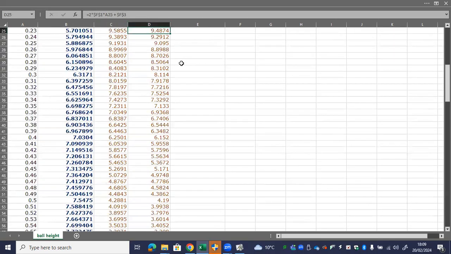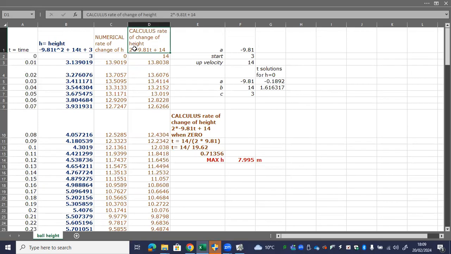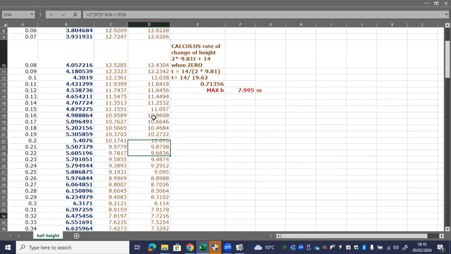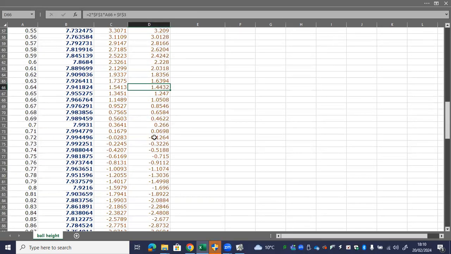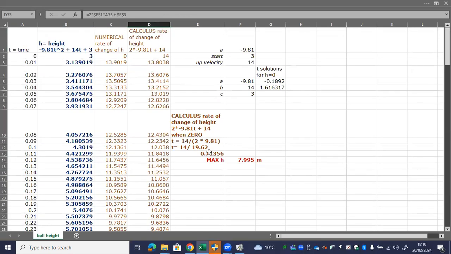In this column here, we've developed a formula for the rate of change from the original one. And if we execute that for every single value of time, again, if we go down here, we're looking for a rate of change of 0. So again we get between time 0.71 and 0.72, the rate of change must be 0. We get that time if we actually solve the calculus rate of change. We get the exact time as 0.71356. If we plug that into the original formula, we get the maximum height of 7.995.